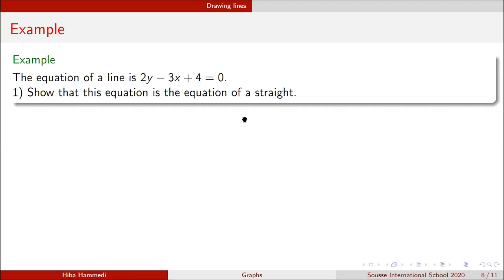Now, let's take this example. They give you the equation of a line: 2y minus 3x plus 4 is equal to 0. And the first question is to show that this equation is the equation of a straight line. Well, to answer a question like that, I need to change this into the form y is equal to mx plus c. So this is exactly what you need to do. I'm changing the subject of this expression. I'm putting y as the subject of this formula.